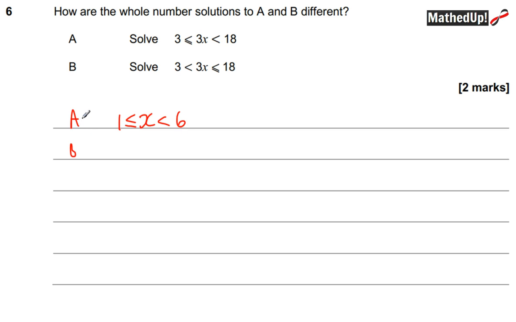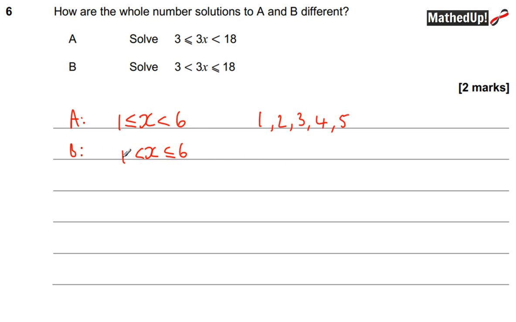And for b, we're going to have x is greater than 1, but less than or equal to 6. Okay, and then for a now, I'm going to list all the values that x can take, because we're only looking for whole number solutions. So x can be 1, it can be 2, it can be 3, 4, 5, but it can't be 6 because this is a strict inequality. So it's not including 6.